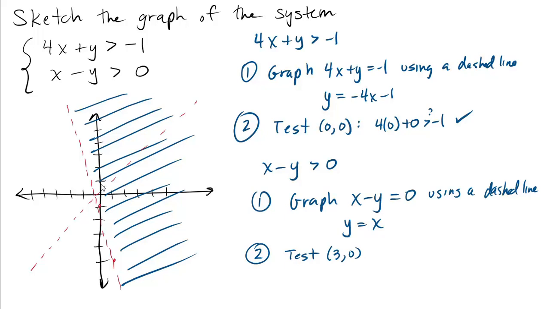I could have picked 1, 0. I could have picked 0, 1. I could have picked any point that isn't on the line. I just want to pick something that's very obviously off the line so I can see where it sits. 3, 0 kind of sits below or to the right of the line.